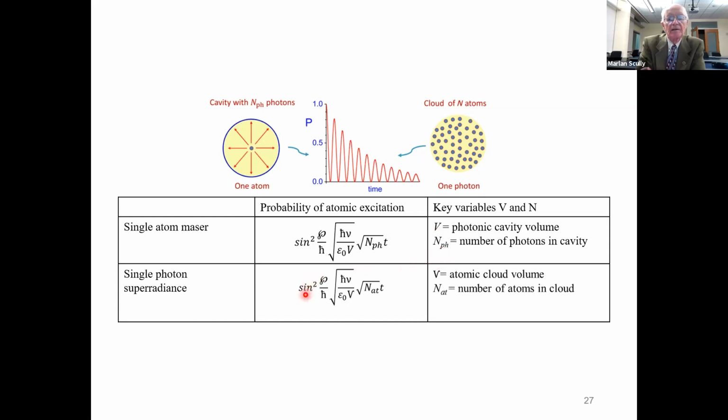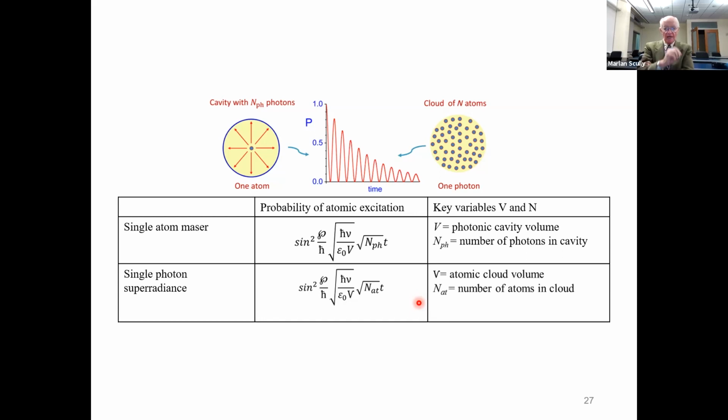Here's what we find if we work that same kind of problem. We find that the probability of our single photon being emitted looks exactly the same, except that the volume of the cavity is replaced by the volume of the atomic cloud, and the number of photons is replaced by the number of atoms. A very interesting and I think a beautiful result.